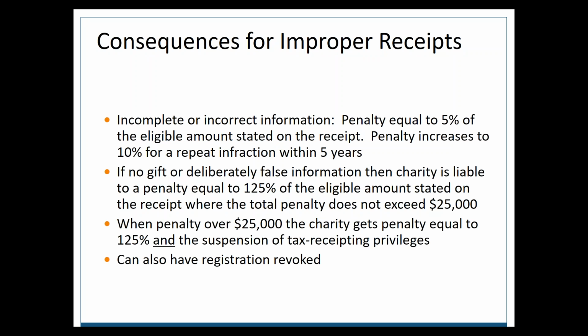Keep in mind that there can be very significant penalties. So if your charity issues, say, $10 million worth of receipts, and let's say $1 million of them were not appropriate, or there wasn't a gift or there was false information, you could have on that $1 million amount very significant penalties, up to 125%. So you could have a $1.25 million penalty, and these can be assessed against the charity, but also there can be penalties assessed against individual directors, etc. In addition to the normal things about suspension and revocation and all that other stuff.